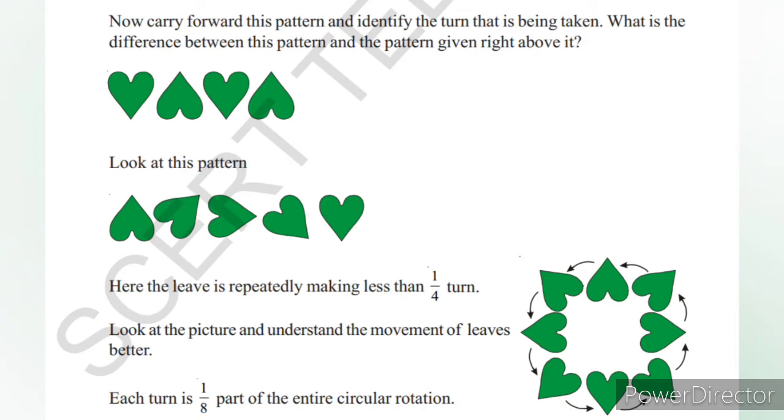Next look at this pattern. Here the leaves are repeatedly making less than a 1/4 turn. Look at the picture and understand the movement of leaves better. Each turn is 1/8 part of the entire circular rotation. On the right side you can see how the leaves are turning, how much they are turning. It is a 1/8 part of the entire circular rotation. The pattern is like that.